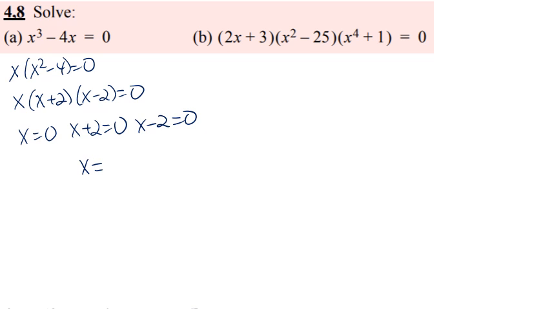So this, sorry, minus 2. So x is -2, plus 2 plus 2. x is equal to 2. Please show all your work.